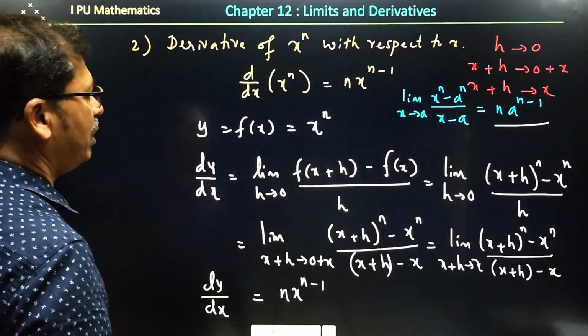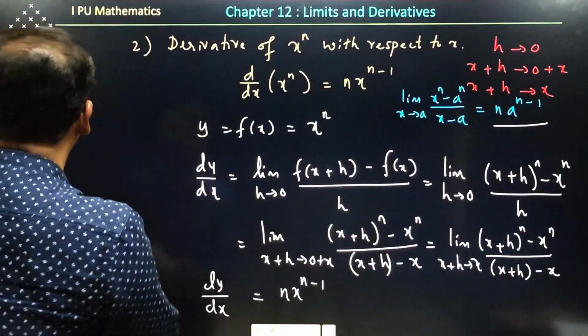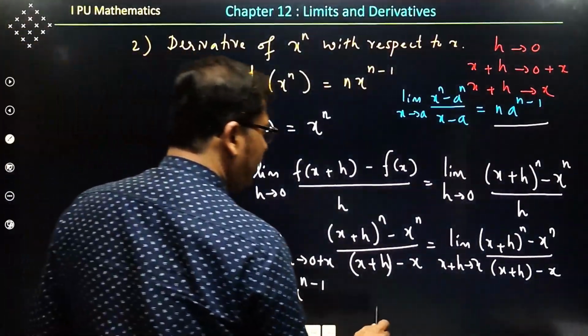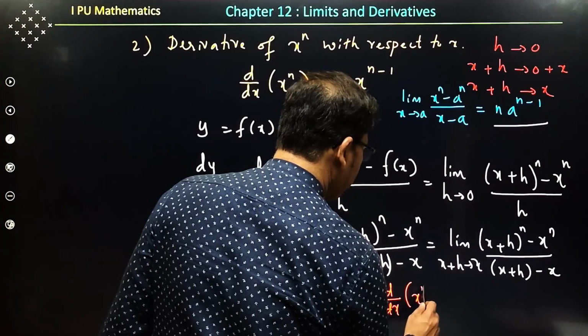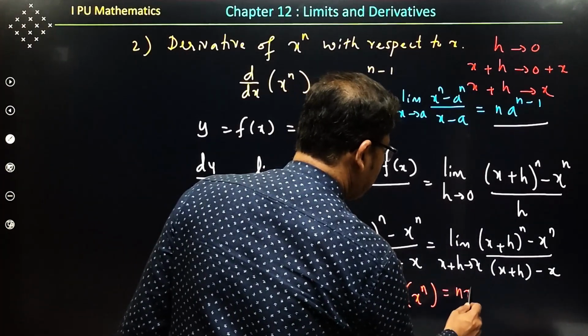So what you need to remember here, so please remember d by dx of, very very important result here, d by dx of x raised to n is equal to n into x raised to n minus 1.